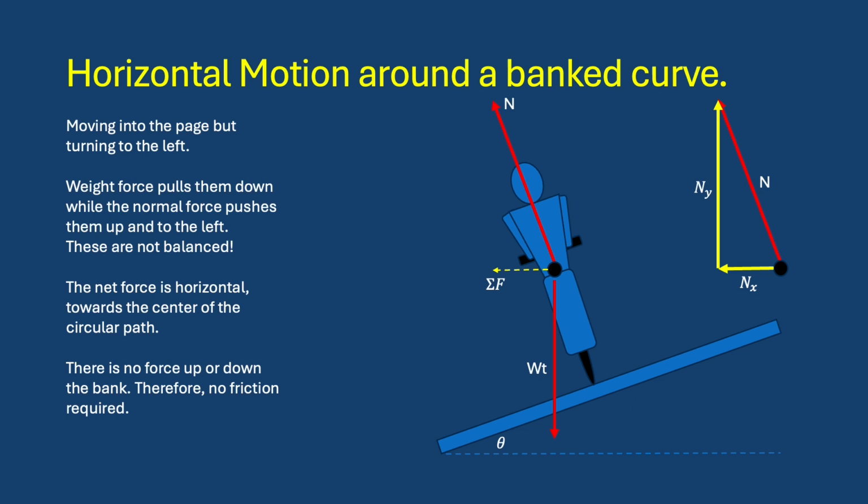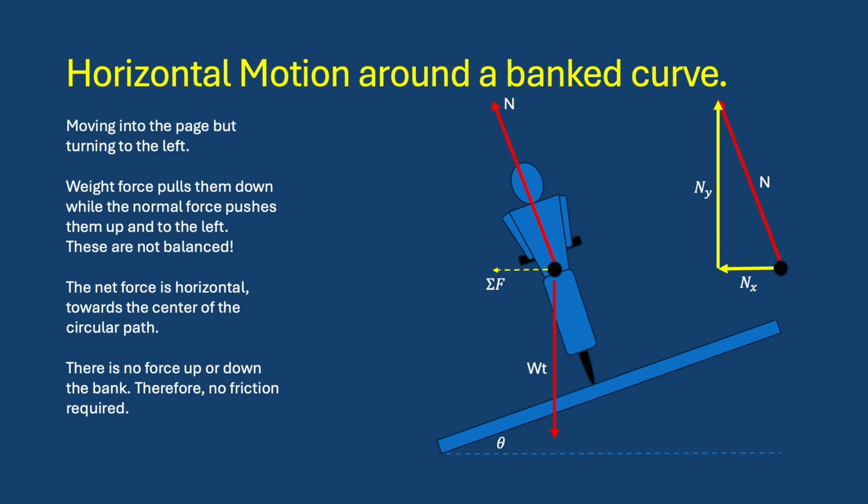In this scenario that you see on the screen here, we've got the cyclist moving into the page around the corner to the left, and you'll notice that we've once again labelled our reaction force a normal, because the angle of the cyclist on the page is at right angles or perpendicular to the surface of our banked curve. The normal force in this case does not balance the weight force. The net force of our cyclist is the unbalanced sum of these two forces.